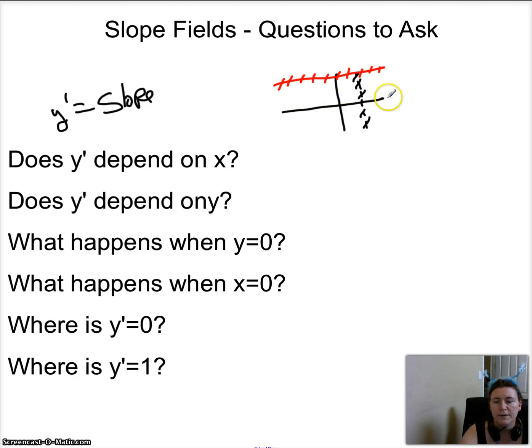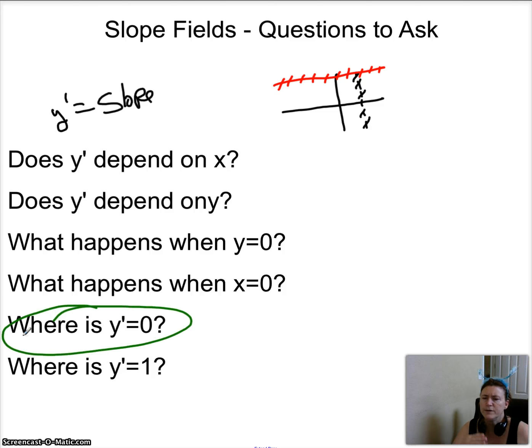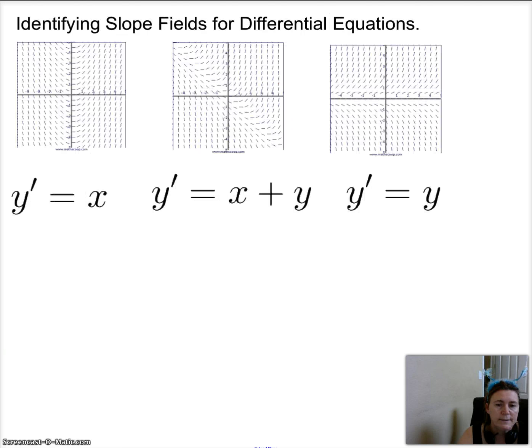What happens when y is 0? What happens when x is 0? These tend to be really easy ones to look at. However, the most important question, at least when I do these, is where is the slope 0? Because the slope is going to be 0 wherever you're going to wind up with these little horizontal lines. You can also look at where is the derivative 1, where is it 2, etc. Where is it positive, where is it negative? So let's look at some equations.